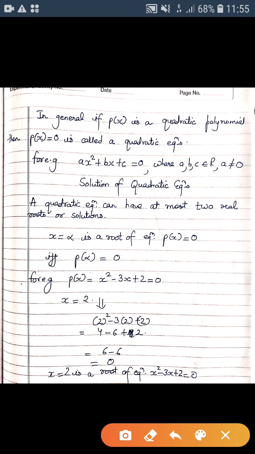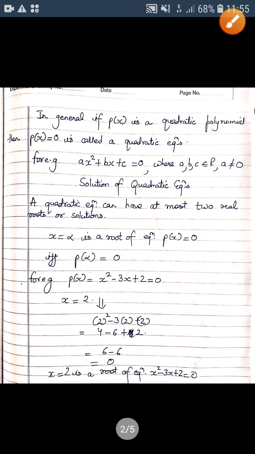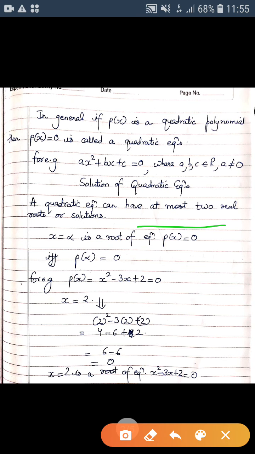It means, first of all, how many solutions a quadratic equation can have. Like a quadratic polynomial can have at most 2 real zeros, a quadratic equation can have at most 2 real roots or solutions. So how do we denote this? If p(x) is a quadratic equation and x equals alpha is a root, then alpha should satisfy this equation. So it is denoted by writing p(alpha) should be equal to 0.